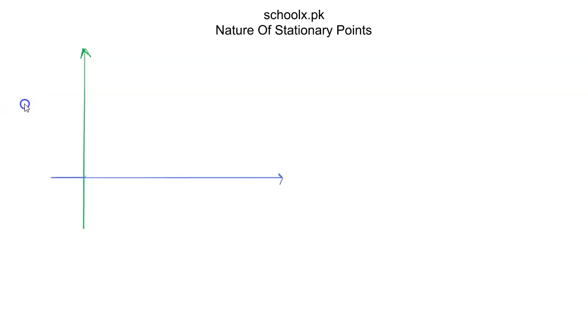In this lecture, we'll learn how to find the nature of the stationary point. You already know from the previous lecture how to find the stationary point. A stationary point can either be a maximum stationary point or a minimum stationary point. How do you determine whether it's a maximum or a minimum? We'll learn about that in this chapter.